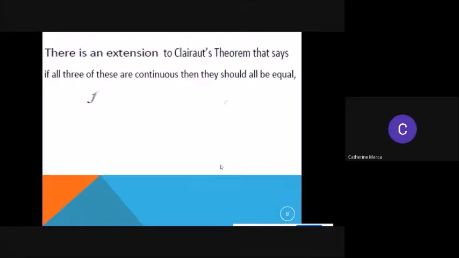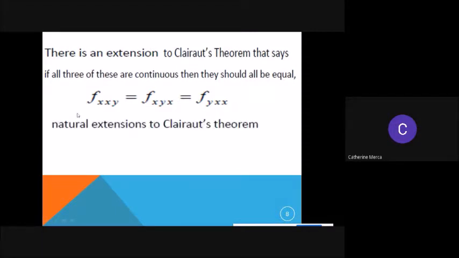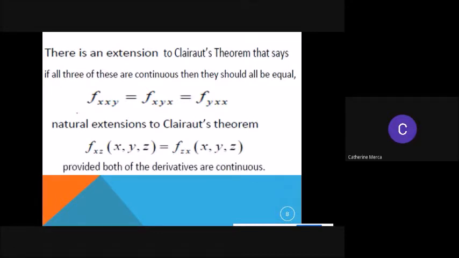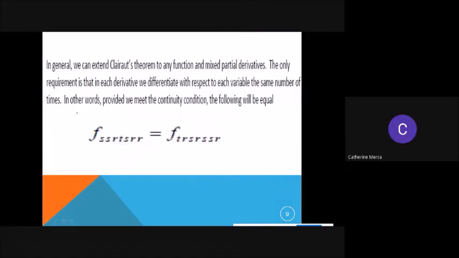There is also an extension. The extension is f_xxy is equal to f_xyx equal to f_yxx. Alright, you can have that as long as they are continuous. You can also extend up to that one.